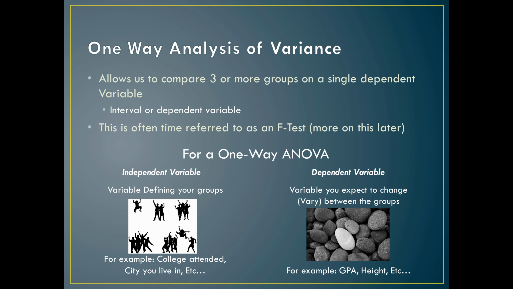So height, you can actually measure in inches or centimeters, depending on what kind of measurement you're using. And you're going to be comparing three different cities, and you want to see if there are differences between them. GPA would be another thing that you can compare. So anything that you measure as a number is going to be your dependent variable, and your independent variable is going to be your groups, okay?